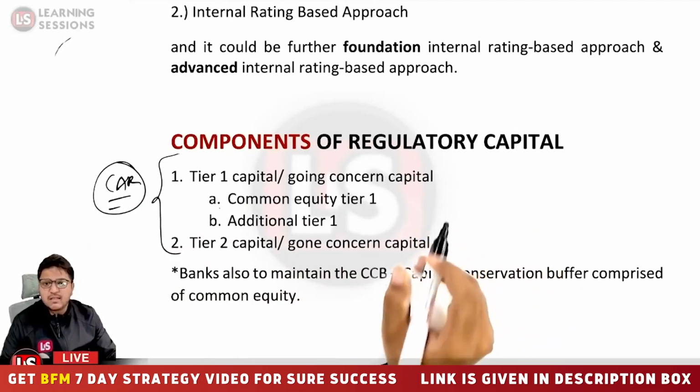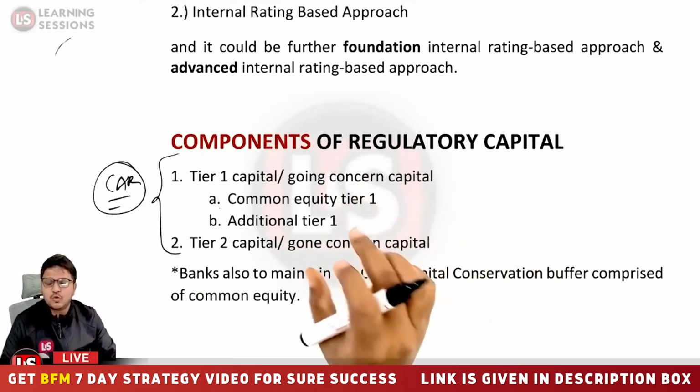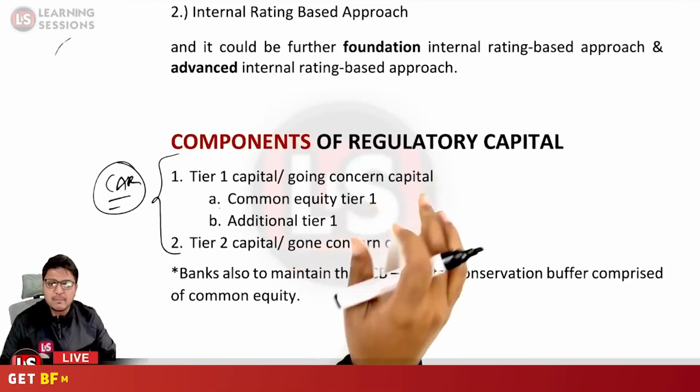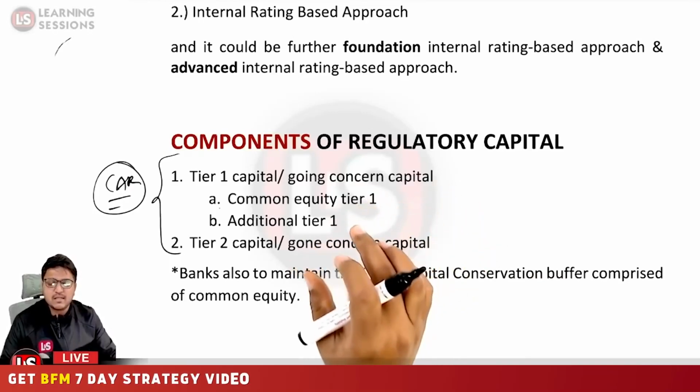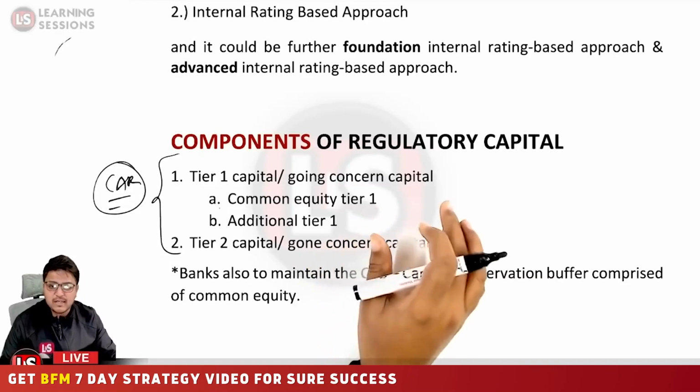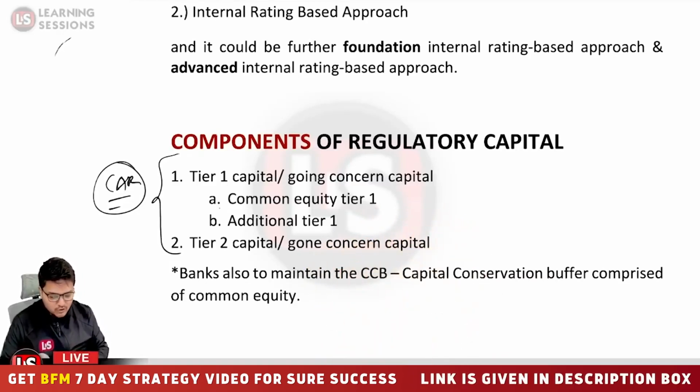And further, other than these two capitals, the banks are also to maintain the CCB, that is capital conservation buffer, triple CB, that is countercyclical capital buffer, that is to be maintained. Okay, that we will also be considering.